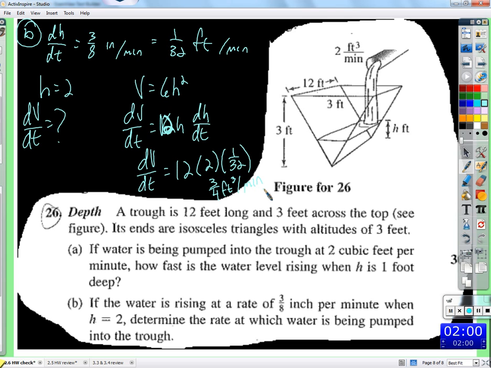Well, let's plug it in. What's 12? 12 what? It's feet. Is that where it came from? Came from 6. Was 6 feet? Yes, you're right. 12 feet. And 2 what? Feet. And 1 over 32 what? Feet per minute. There's our per minute, right? Feet times 2 times feet is cubic feet per minute. Eureka.